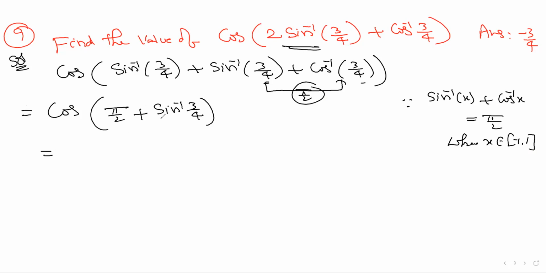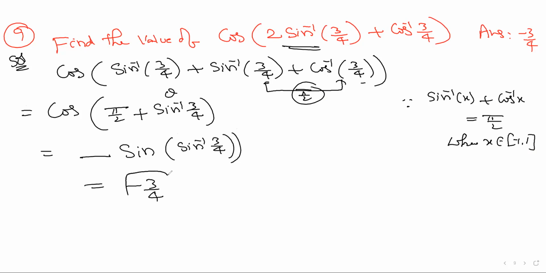So cos of 90 plus theta. Cos 90 plus theta we have as minus sin theta. Minus sin of theta, where theta value is sin inverse of 3 by 4. Here sin gets cancelled. What we get here: minus 3 by 4. Minus sin inverse of 3 by 4, here sin gets cancelled. The answer will be minus 3 by 4.